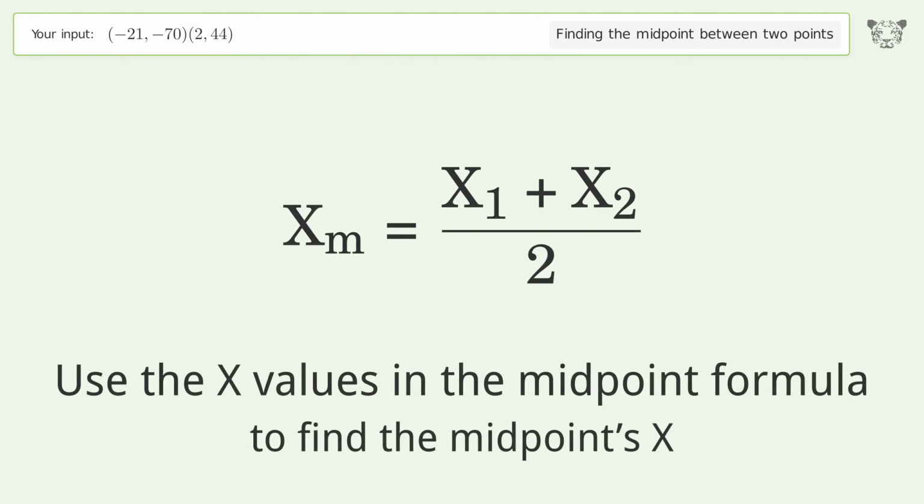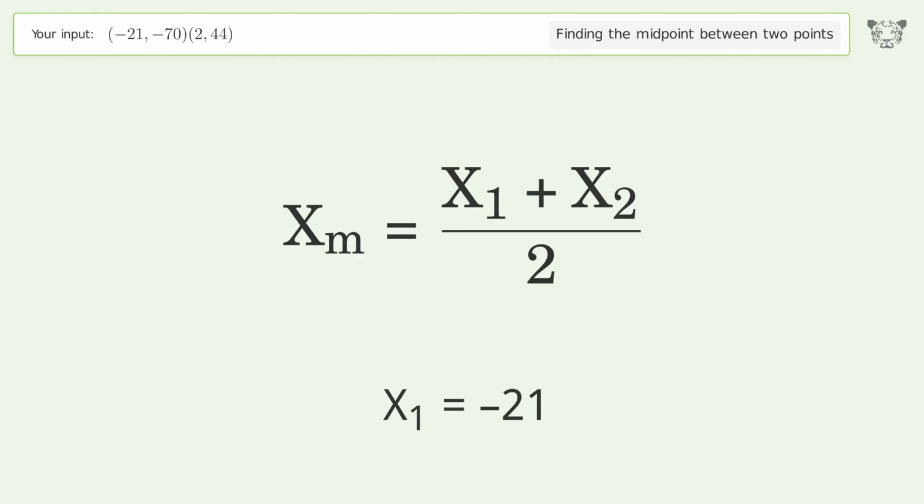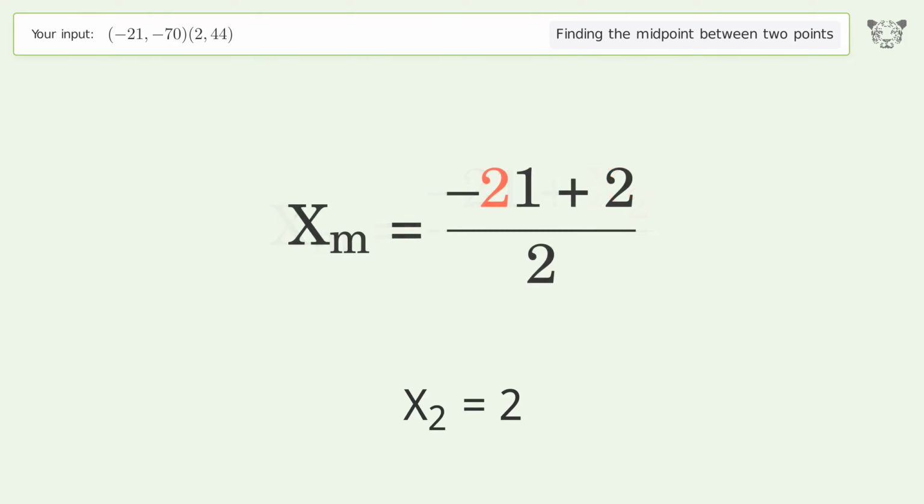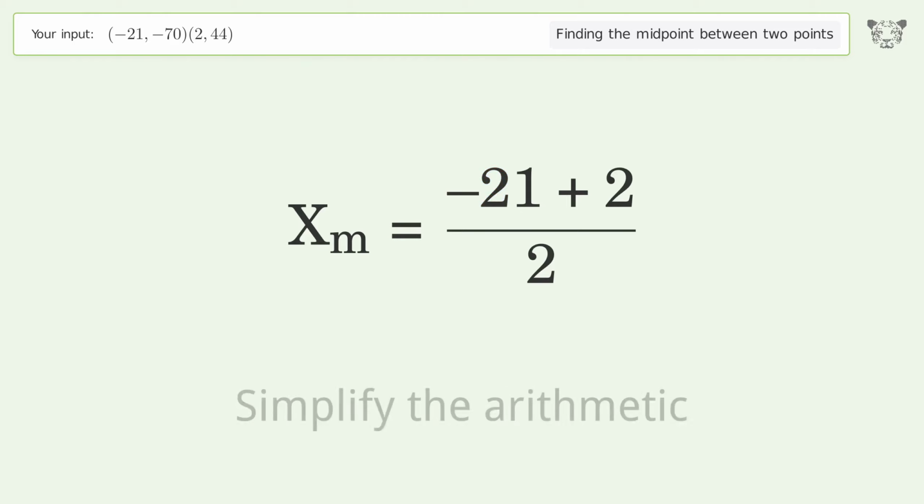Use the x values in the midpoint formula to find the midpoint's x. x1 equals -21. x2 equals 2. Simplify the arithmetic.